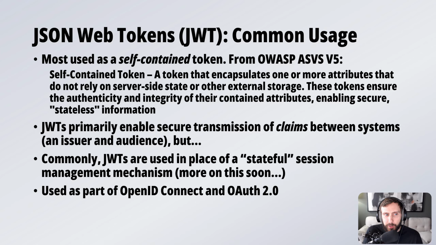As far as common usage, JWTs are probably most often implemented as self-contained tokens. I pulled in the definition from the OWASP ASVS v5: a self-contained token is a token that encapsulates one or more attributes that do not rely on server-side state or other external storage. These tokens ensure the authenticity and integrity of their contained attributes, enabling secure stateless information.